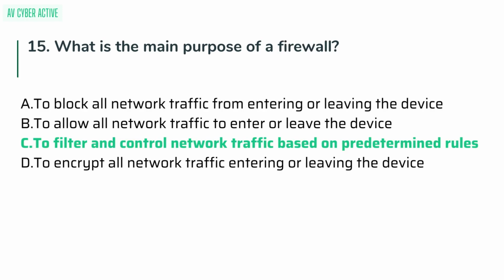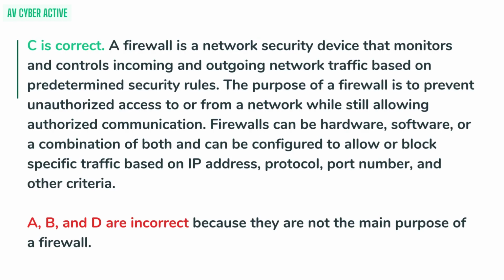C is correct. A firewall is a network security device that monitors and controls incoming and outgoing network traffic based on predetermined security rules. The purpose of a firewall is to prevent unauthorized access to or from a network while still allowing authorized communication. Firewalls can be hardware, software, or a combination of both and can be configured to allow or block specific traffic based on IP address, protocol, port number, and other criteria. A, B, and D are incorrect because they are not the main purpose of a firewall.